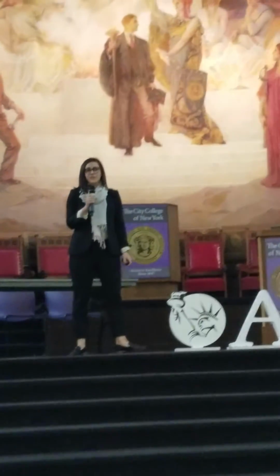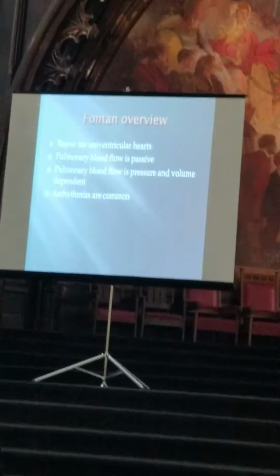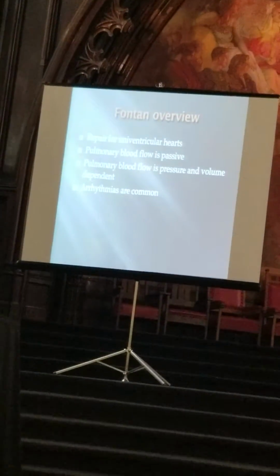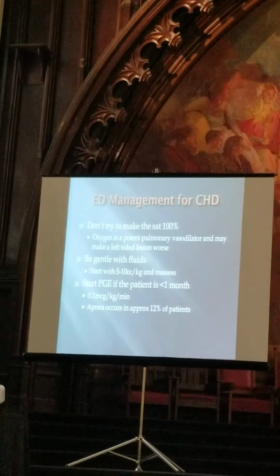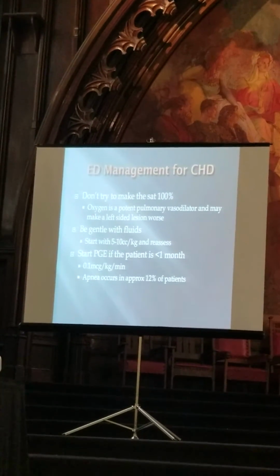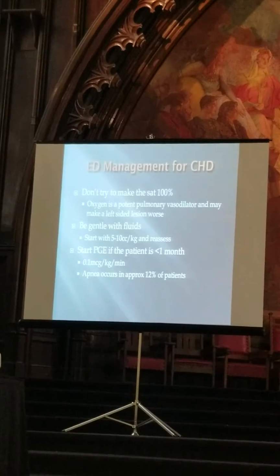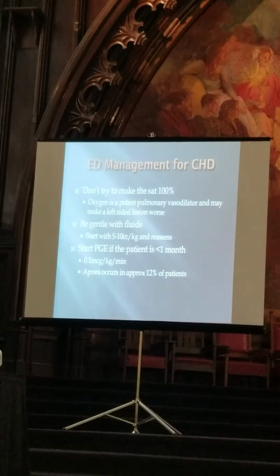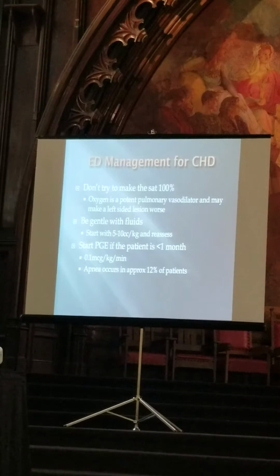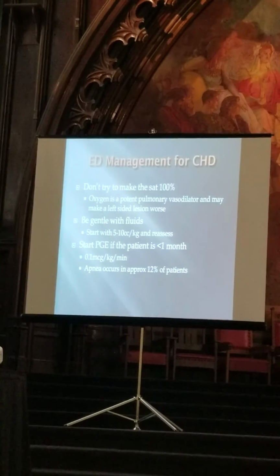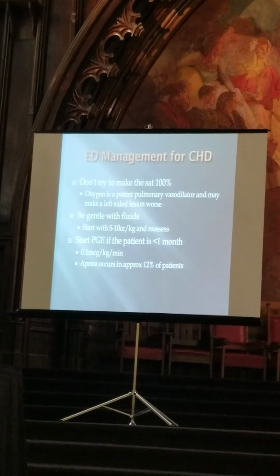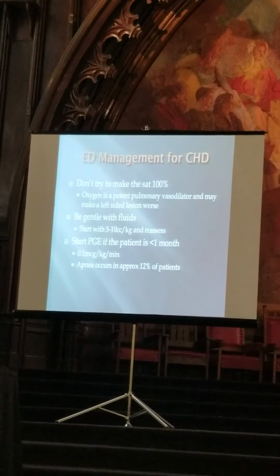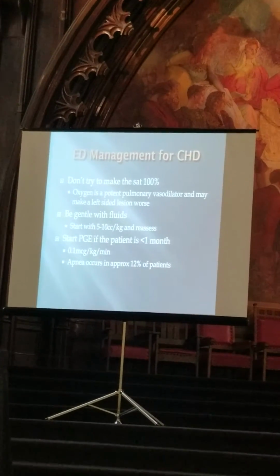For our Fontans, remember, this is the repair of a univentricular heart. Pulmonary blood flow is passive. It is volume and pressure dependent, and they do get arrhythmias. In general, don't try to make your sat 100 in these cardiac kids. Okay? Oxygen is a potent pulmonary vasodilator. If you get to 85, be happy. Leave them alone. Be gentle with your fluids, and those kids under a month, give them Prostin, 0.1 mics per kilo per minute.